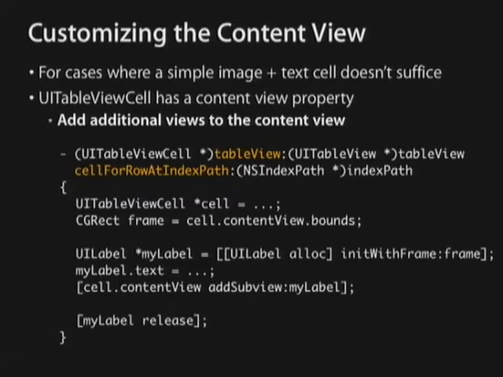So here in the cell for row at index path, we're allocating a label and adding that into the subview. And we can, obviously, using the init with frame, control exactly where that label is. We can customize its font and foreground and background colors, whatever we'd like.